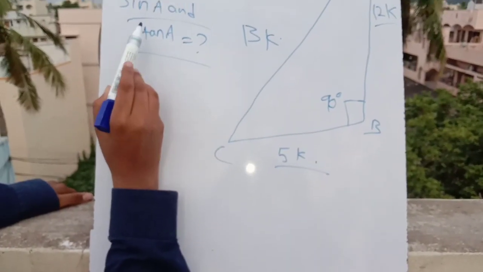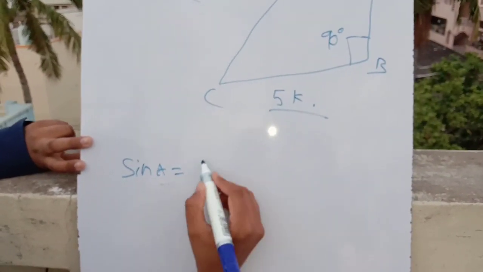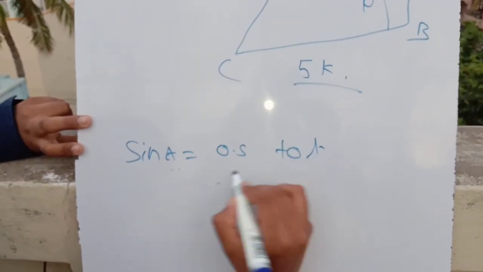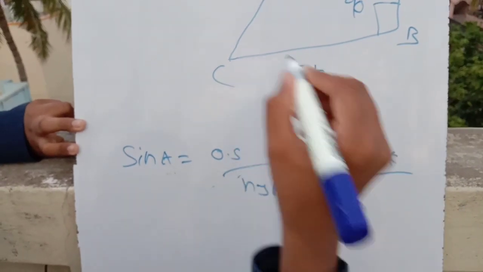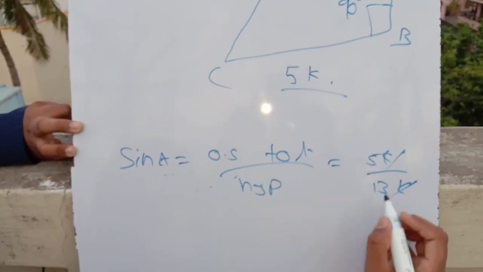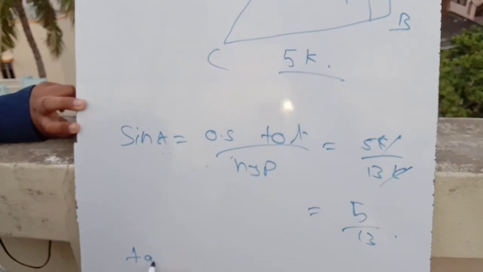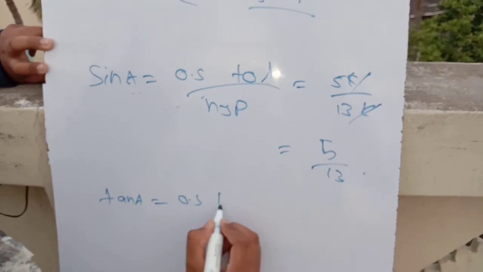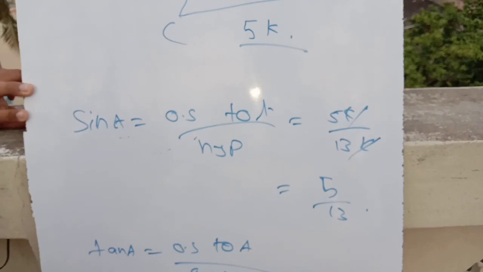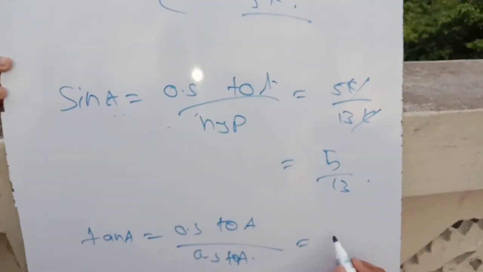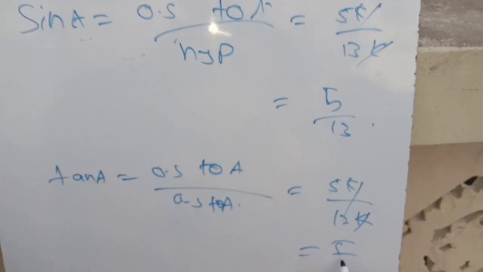So friends, here we have to find sin A and also tan A. Sin A is definitely going to be the opposite side to A by the hypotenuse. So the opposite side to A is 5K by the hypotenuse 13K. So K cancels and the ratio is 5 by 13. And also tan A is equal to the opposite side to A by the adjacent side to A. So it is definitely going to be 5K by 12K. So K is going to be cancelled and it is 5 by 12.